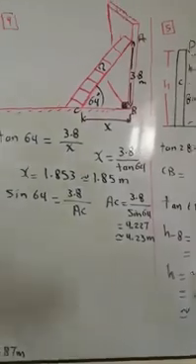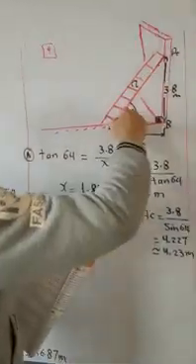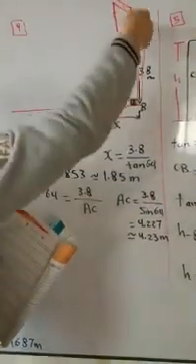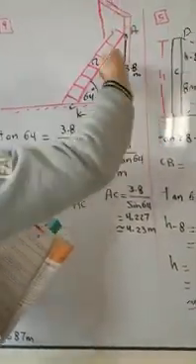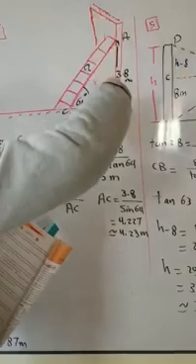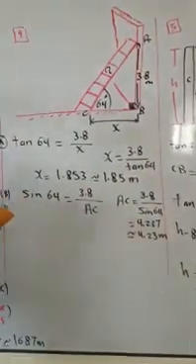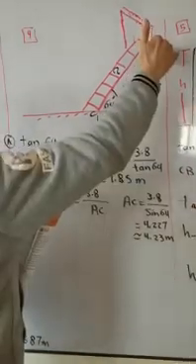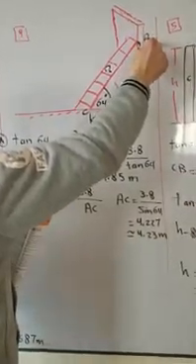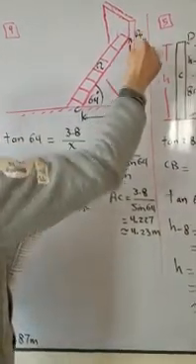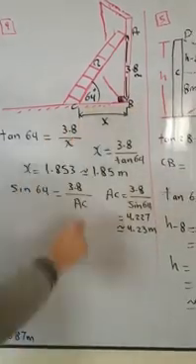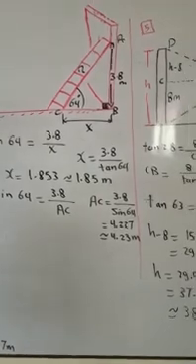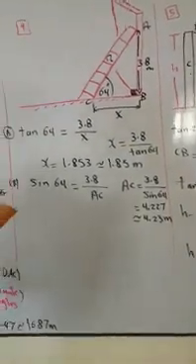Another exercise is exercise number 4. The upper end of a ladder A rests on a vertical wall. This is the vertical wall AB, and this is a ladder resting on this wall. The upper point is 3.8 meters from the surface of the ground. This is the ground surface. And it rests on horizontal ground.